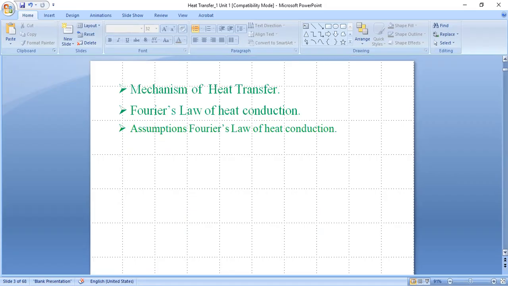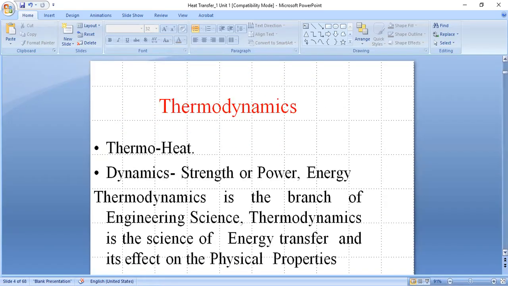Next, the three mechanisms of heat transfer are covered. Conduction is covered by Fourier's law of heat conduction and the assumptions of Fourier's law of heat conduction. Next, convection depends on Newton's law of cooling. And next, radiation depends on the Stefan-Boltzmann constant. Next, I'll move on to thermodynamics.